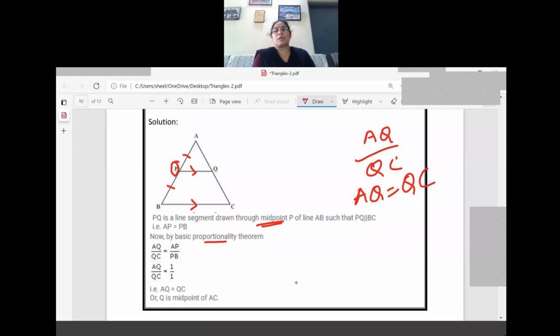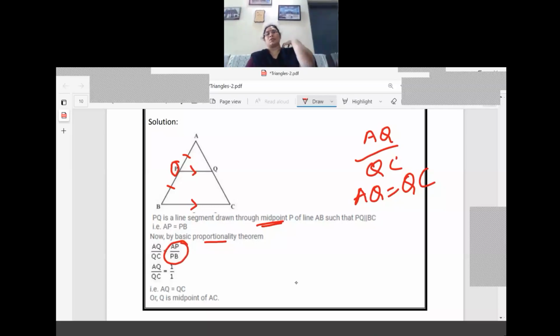But AP and PB are equal only. So instead of AP, you can substitute PB, or instead of PB, you can substitute AP. So the right side became 1. Both are equal, so it is equal to 1 only. So what is the meaning of AQ by QC? AQ by QC equal to 1, or we can say AQ equal to QC.